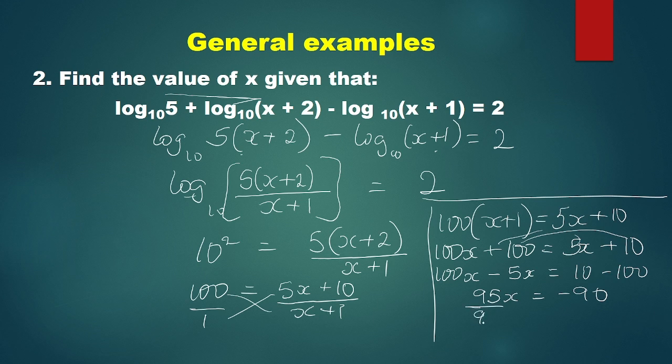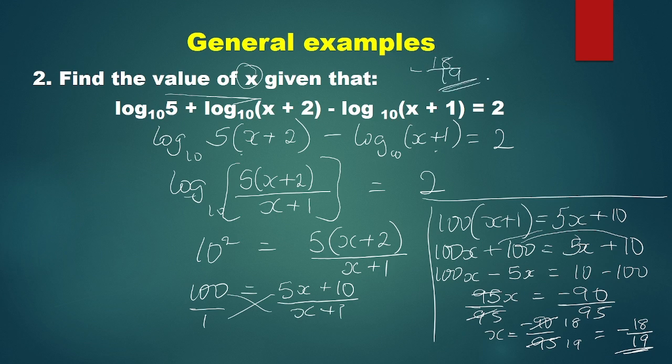If I divide both sides by 95, my x will simply be minus 90 over 95. 5 in 90 will give us 18, and 5 in 95 will give us 19. So the final value for x will simply be minus 18 over 19. So the value for x in this case is minus 18 over 19. So I applied three to four laws to find the value for x.